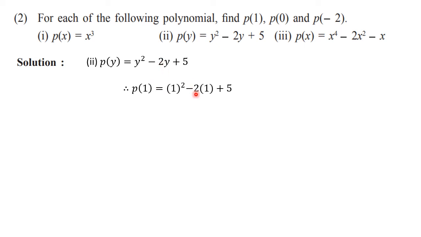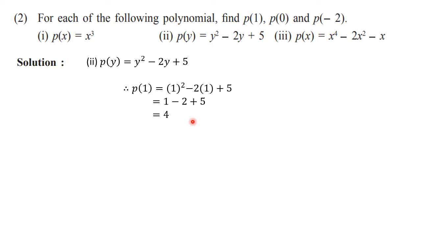Then minus 2, then either you can write down into 1 or you can write down in bracket, which shows that you are doing multiplication, and plus 5 as it is. So see, 1 square is 1, minus 2 into 1 is minus 2, and then plus 5 as it is. So you will get it like this, 1 minus 2 plus 5. Now see, 1 plus 5 is 6 and 6 minus 2 is 4. So our answer is 4 here. So we found out P of 1.